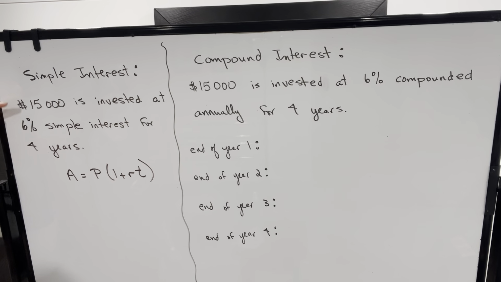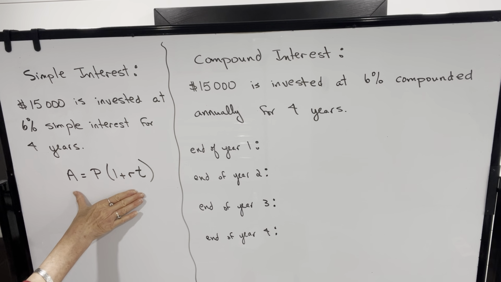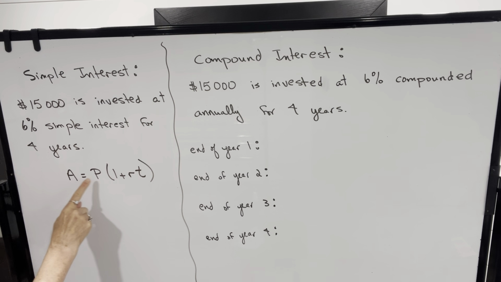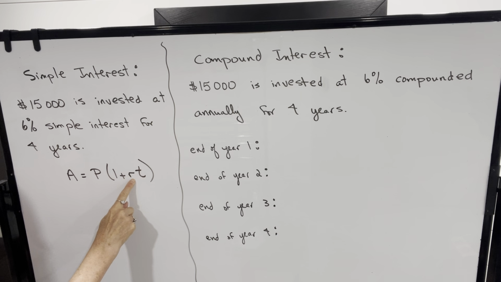With simple interest, if we had $15,000 invested at 6% simple interest for 4 years, okay, it probably wouldn't be that long, but we'll just pretend it is, how much money would accumulate? The formula we're going to use for simple interest is this, where this represents the amount in total. This is the principal, this is the interest rate per year, and this is the number of years.